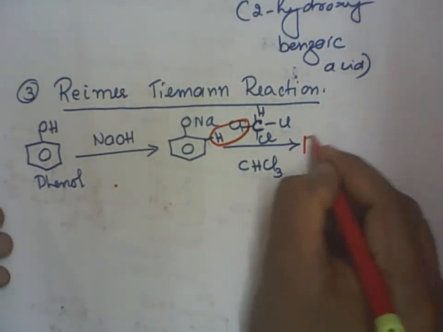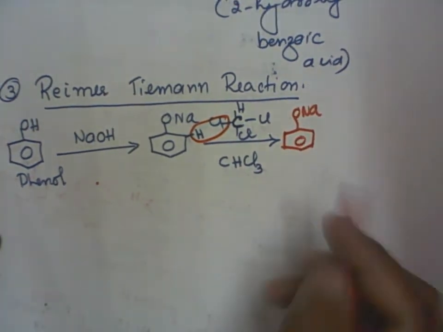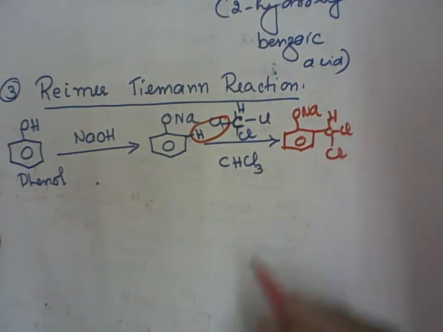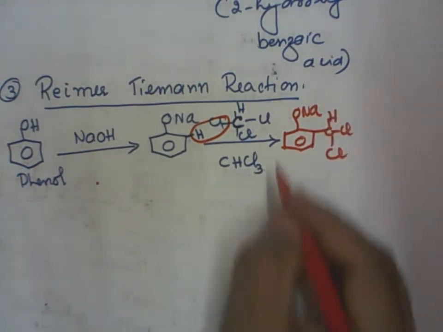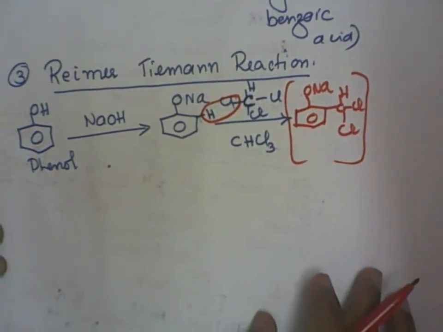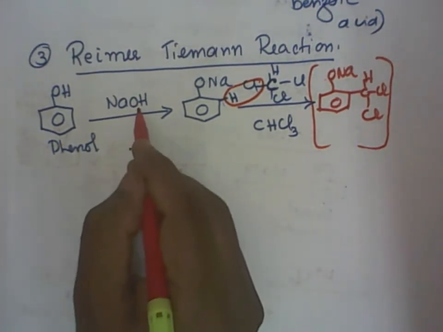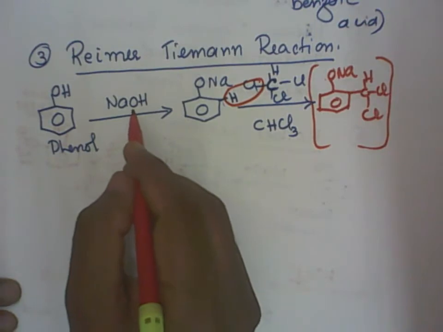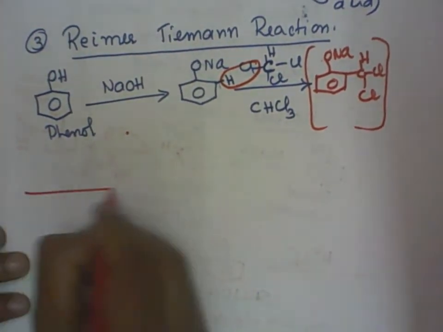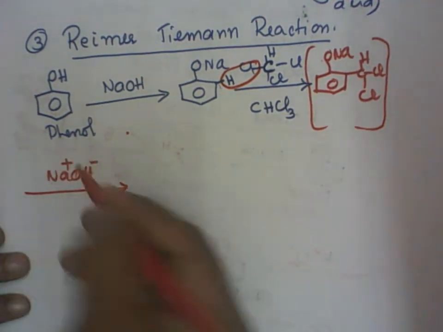On doing so, I'll get the benzene ring attached to ONa and a CHCl2 group. This is the intermediate we are going to get in the reaction. Now, sodium hydroxide is always in excess, so again it will react with this intermediate. Sodium hydroxide, Na plus OH minus.